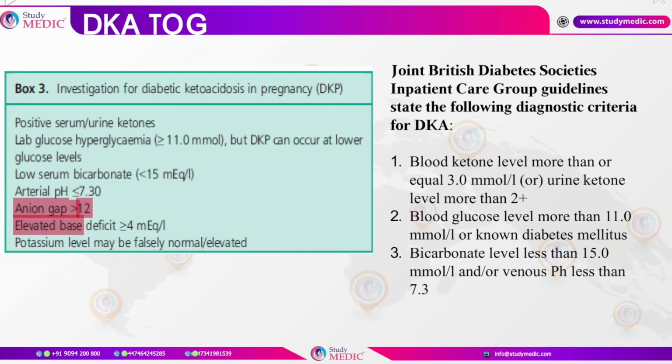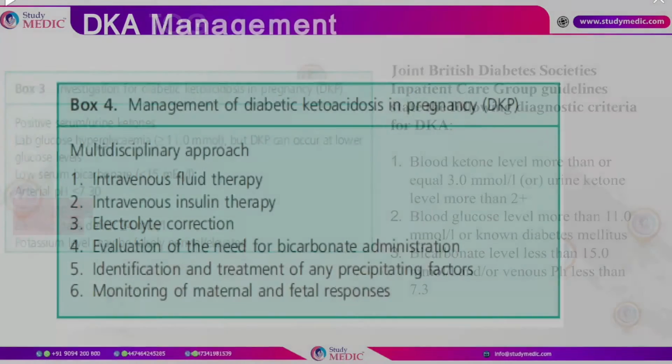As per the Joint British Diabetes Society Inpatient Care Group guidelines, the diagnostic criteria include blood ketone level more than or equal to 3 millimole or urine ketone level more than 2 plus, the blood glucose level more than 11 millimole per liter or a known case of diabetes mellitus, bicarbonate level less than 15 millimole per liter, or the venous pH which is less than 7.3. It is the diagnostic criteria for diabetic ketoacidosis.